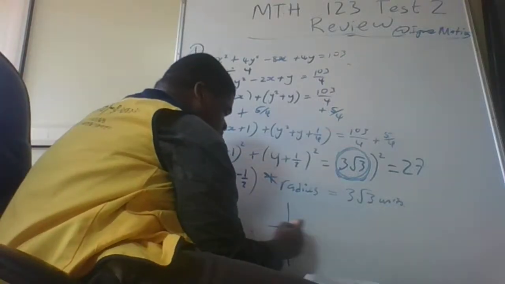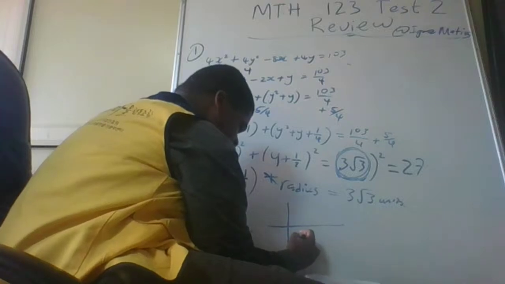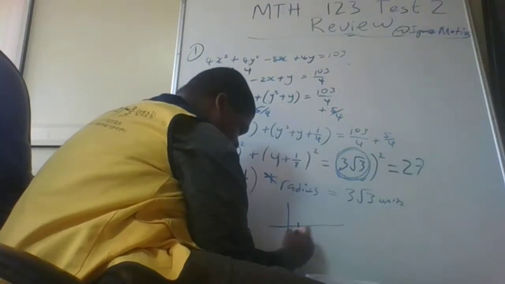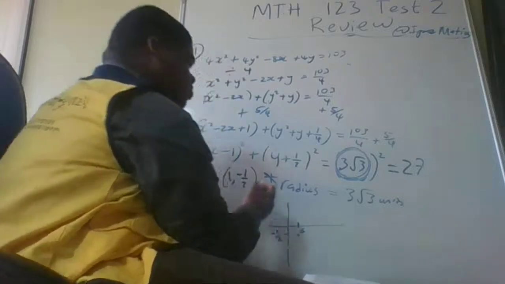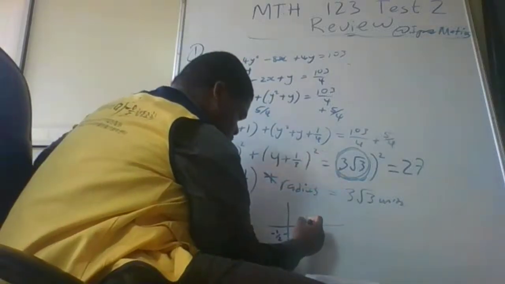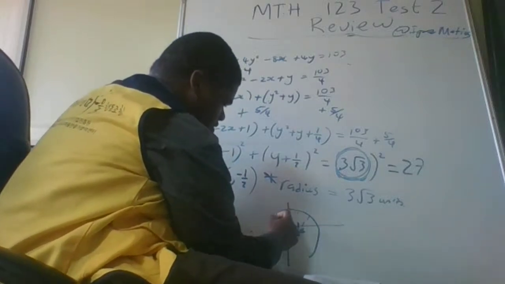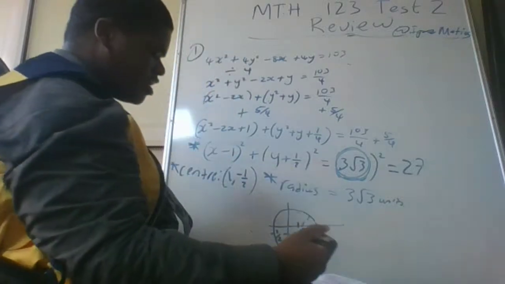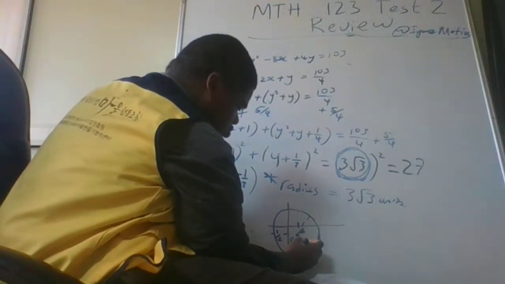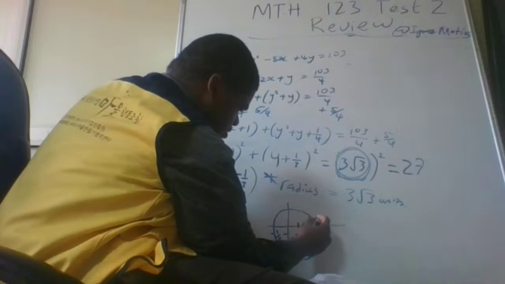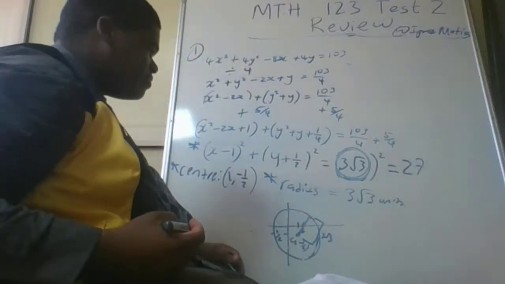It means that you have your center point at (1, minus half), so this is when x is 1 and y is minus 1 over 2. This is your center. It also has a radius of 3 root 3. So let's say the radius is 3 root 3 here, and you have a circle that looks like this. I'm not an artist, but you have something that looks like this. This is your center, (1, minus 1 over 2), and your radius here is equal to 3 root 3. So this is basically what it means.